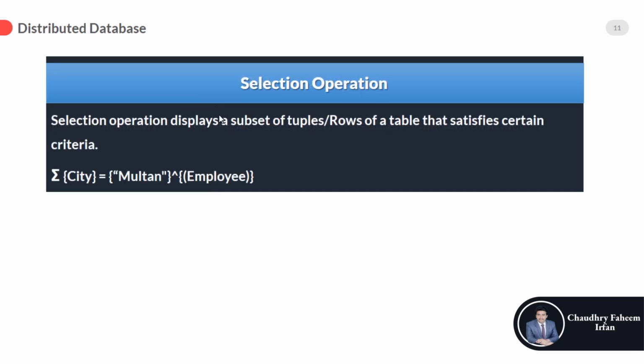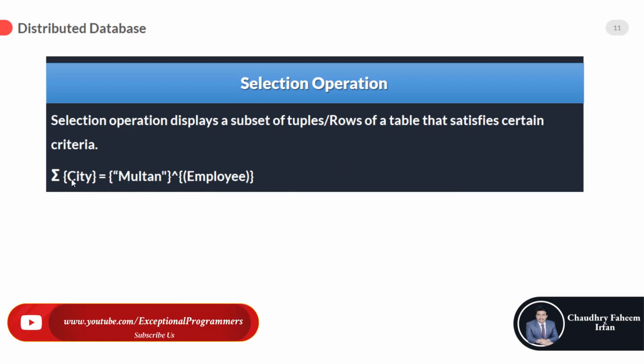First of all, the selection operation displays a subset of tuples or rows of a table in any DBMS that satisfies certain criteria. The criteria here is sigma city equal to Multan, where city is the column name, meaning where the city column is equal to Multan, and here is the entity, table or relation name. So we are going to select employees where city is equal to Multan.